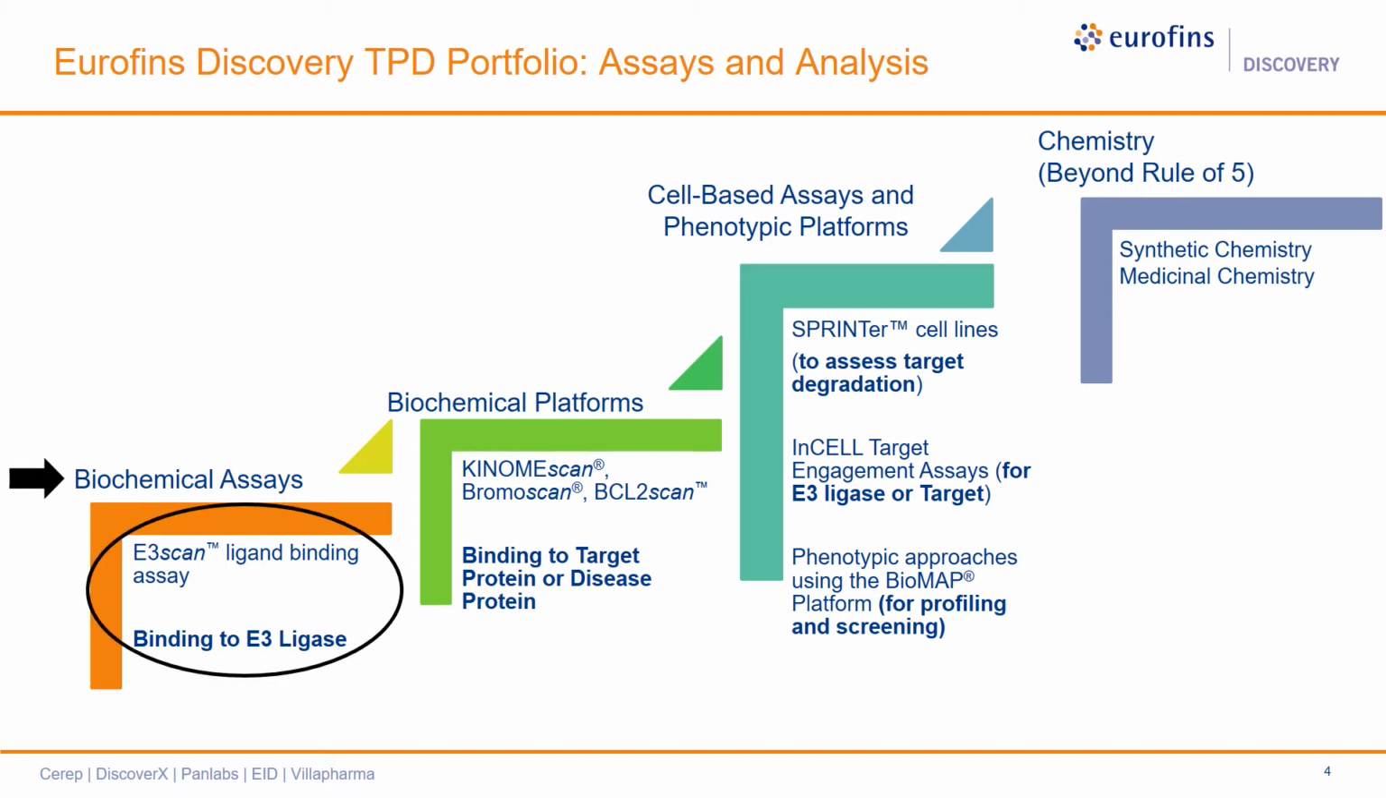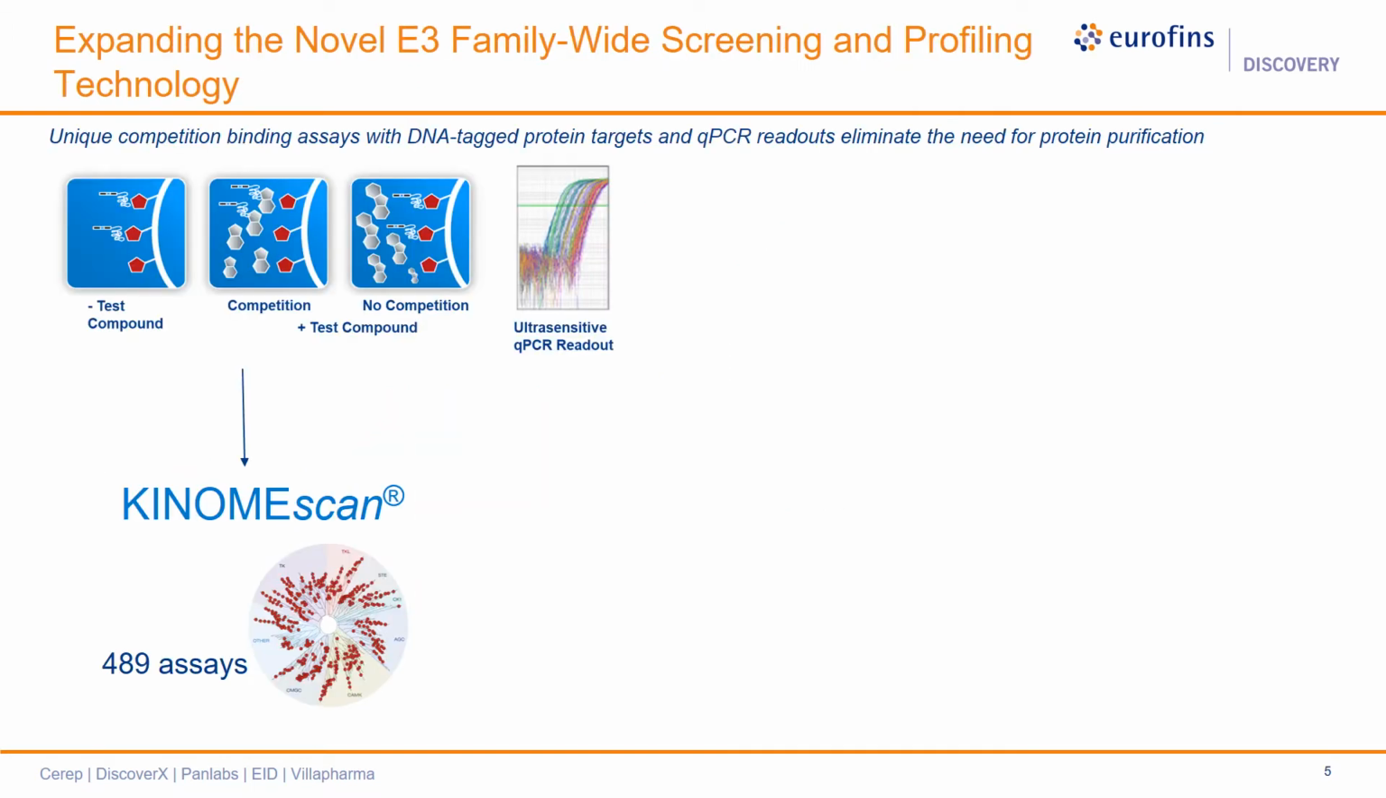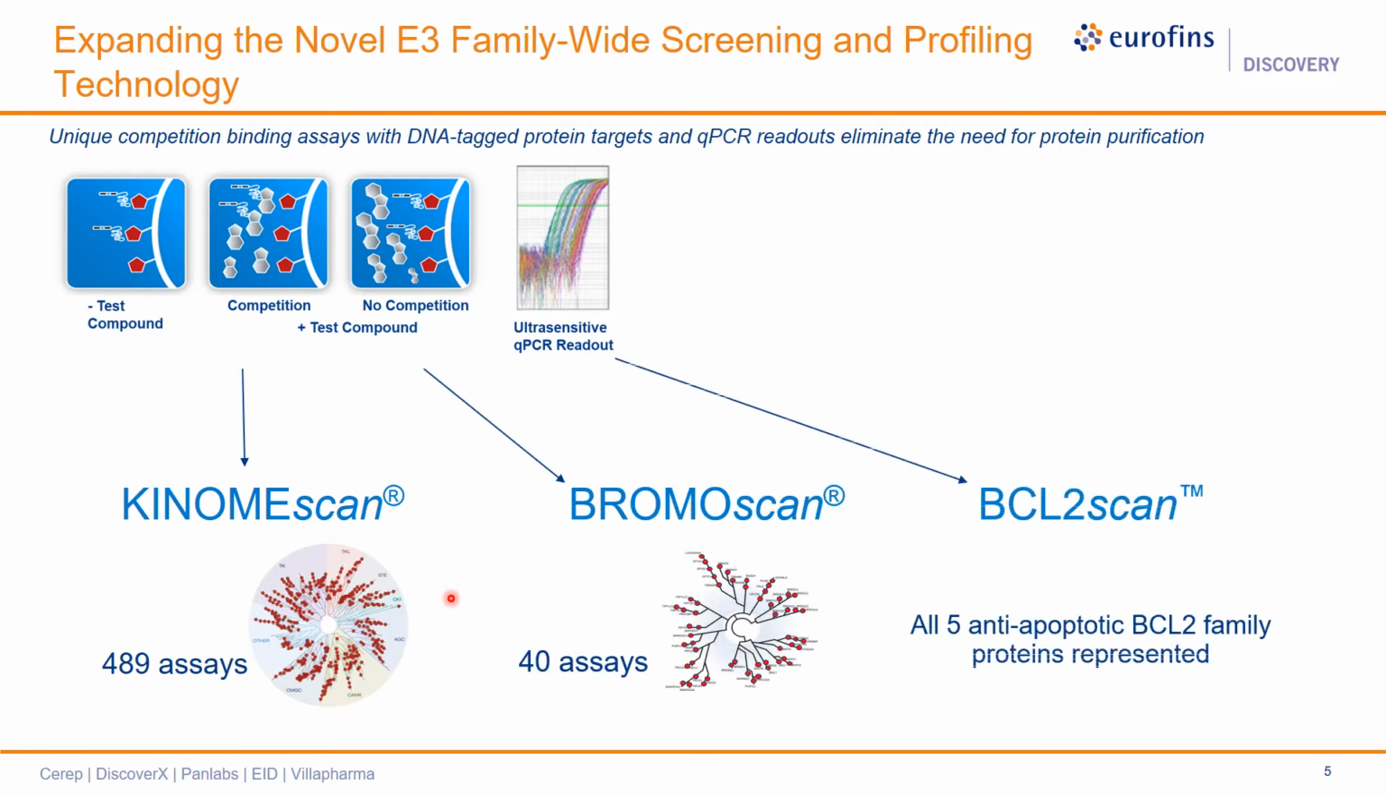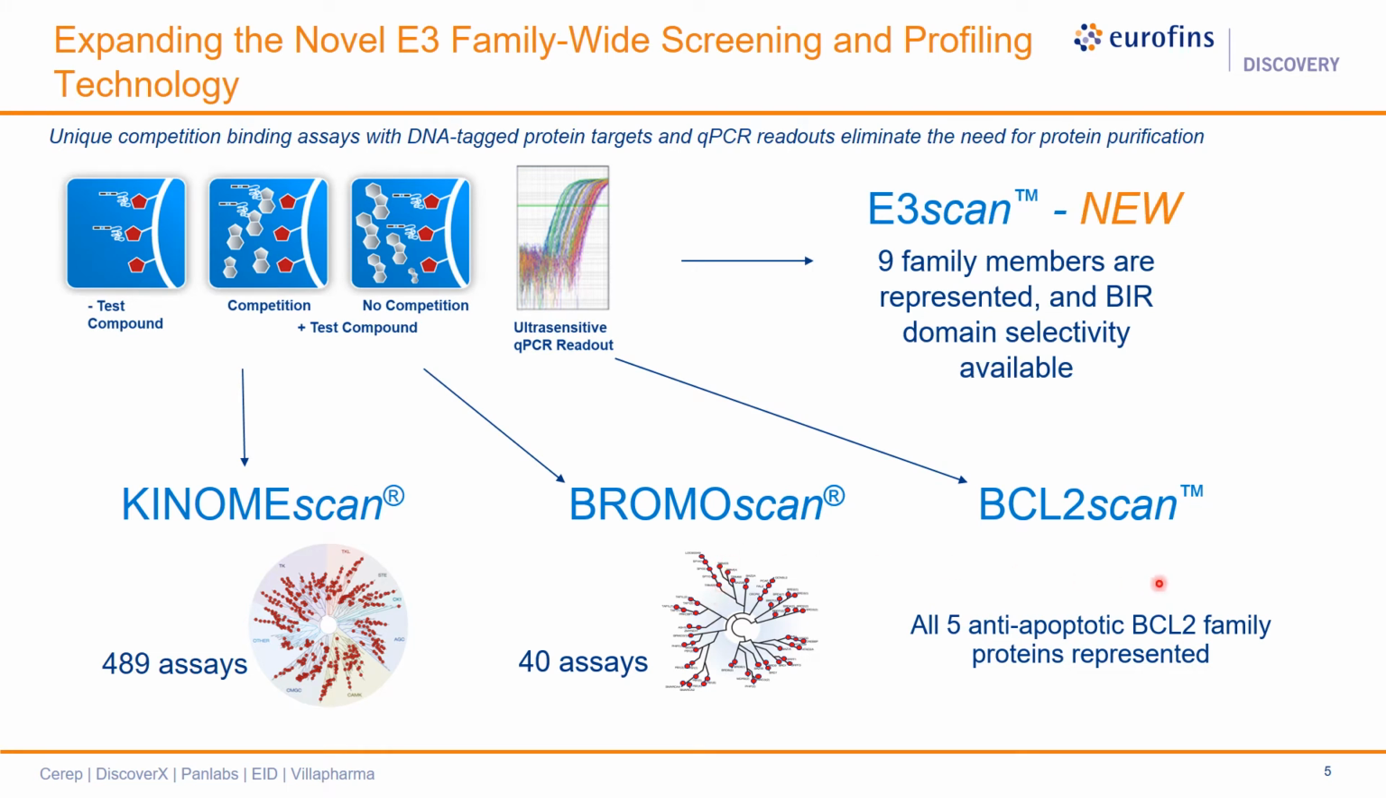And now I'll tell you more about the E3 scan platform. We have previously applied the kinome scan technology to develop substrate recruitment site-directed competition binding assays for diverse E3 ligases. Using this kinome scan technology, we have developed in the past almost 500 assays for kinases, 40 assays for bromodomain proteins, and 5 assays for the BCL2 family. And using the same technology, we now develop 9 assays for different E3 ligase targets and assays for the individual beer domains for substrate selectivity screening.